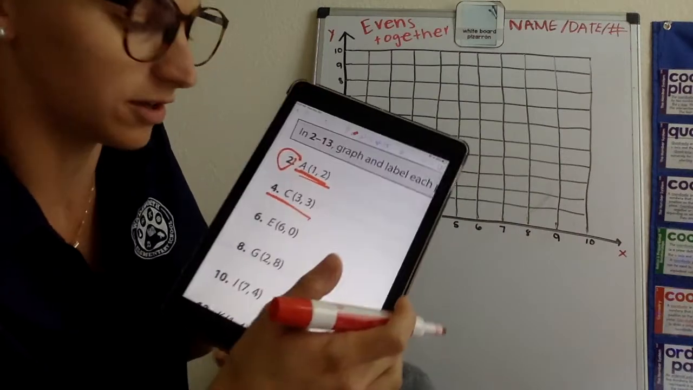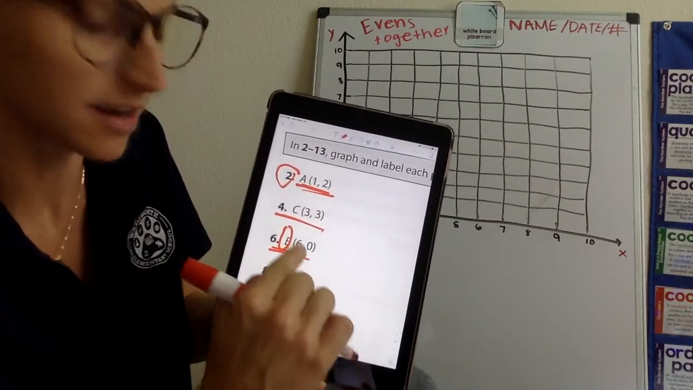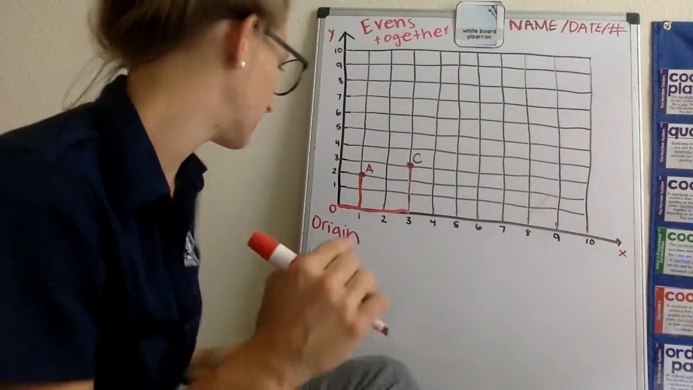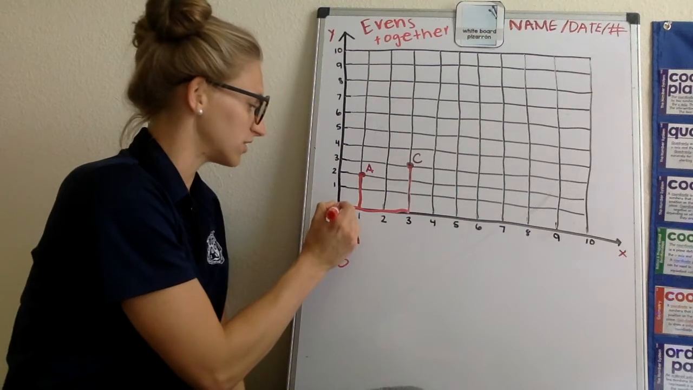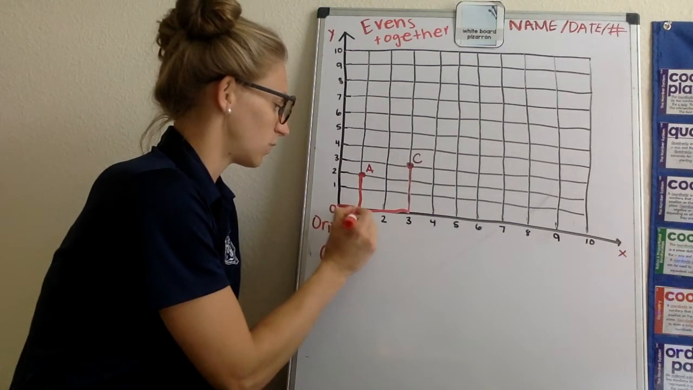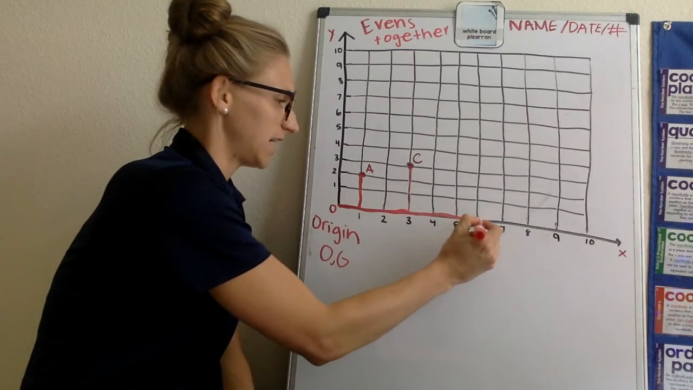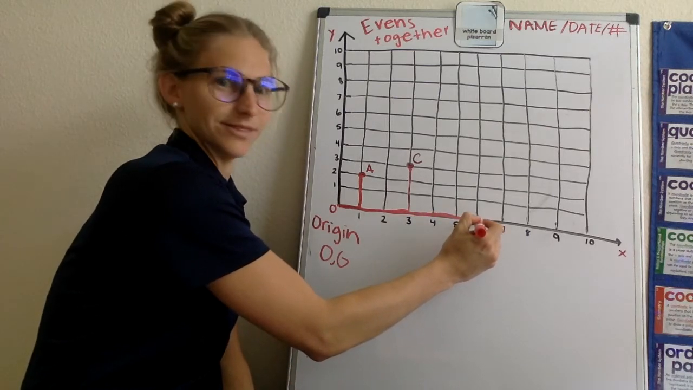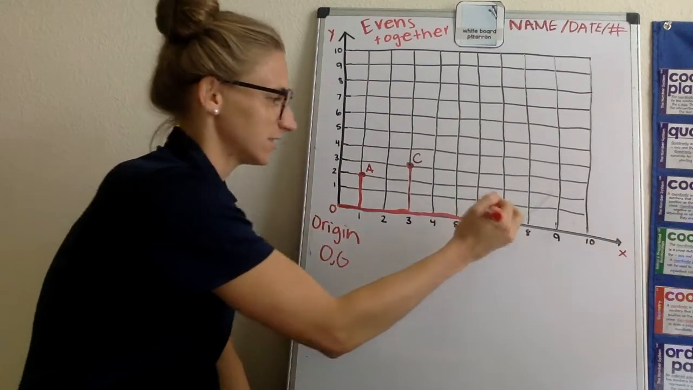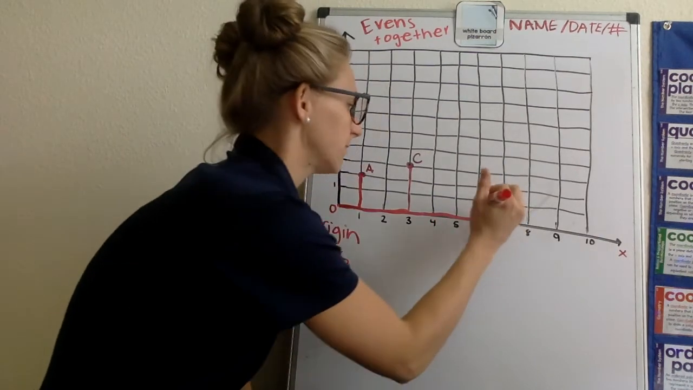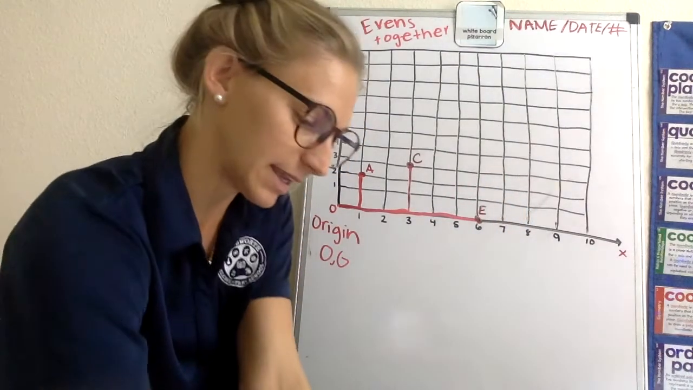All right, moving right along. We're going to do number 6. We need to plot letter E, and we have 6, 0. Where do we start? At the OG, which is our origin, our 0. We're going to crawl 6. 1, 2, 3, 4, 5, 6. We're going to stand 0. Well, that means we're just staying on our x-axis, right? 6, 0, and we're labeling that point E. I like it.